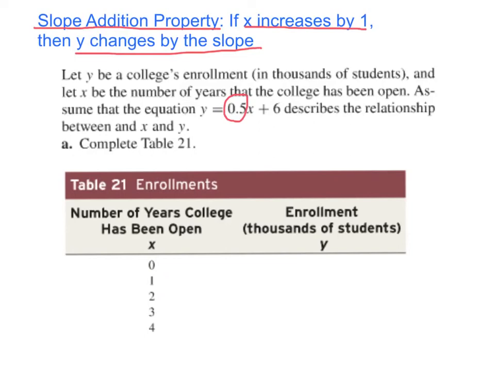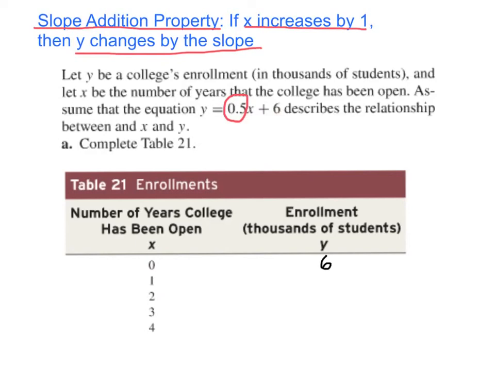Now, we have to find what the initial starting point is, though. So when x is 0, we need to find out what y is so we have something to base everything else off of. So when x is 0, if you plug a 0 into your equation here for x, you'd see that y comes out to just be 6, which is the y-intercept. So we know the y-intercept would be 6.